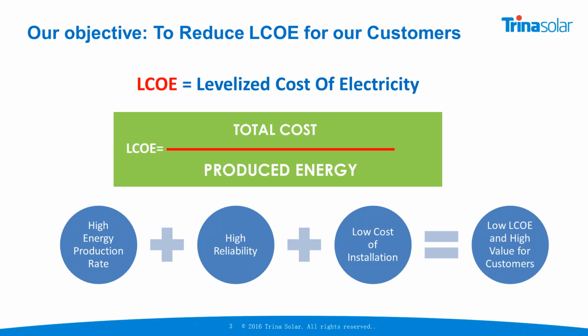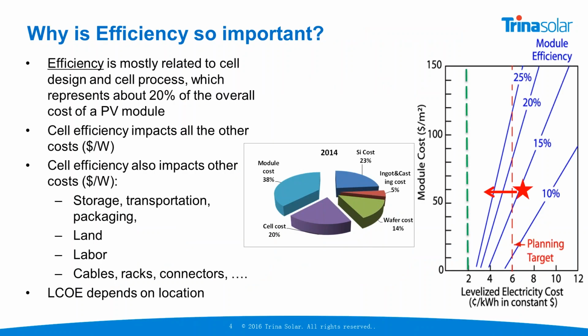So how to improve LCoE, so decrease LCoE, how to get the low LCoE and a good value for the customer. Of course, you have to have low cost, and particularly low cost of installation and low cost of material, high reliability, and very high energy production rate. So we're going to talk about how to reduce LCoE, and particularly looking at the energy production rate, which is basically improving the energy efficiency of the modules.